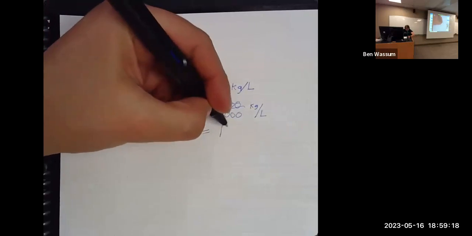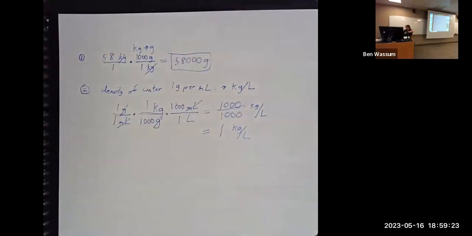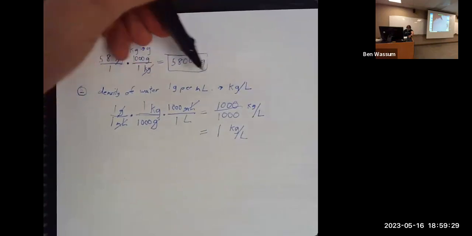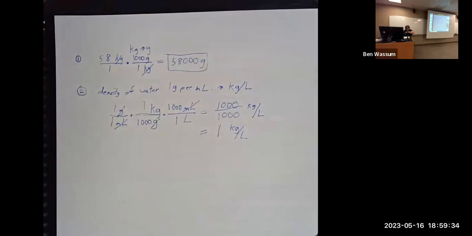Which is just 1. So it ends up being about the same because this unit is 1,000 of that, and this unit is 1,000 of that. So the thousands cancel.